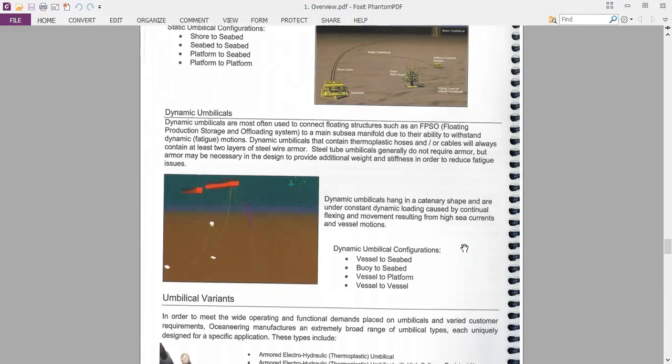Then next, we have dynamic umbilical. Dynamic umbilical is used to connect floating structures such as FPSO to a main subsea manifold due to their ability to withstand dynamic fatigue motions, all right? And dynamic umbilicals that contain thermoplastic hoses and cables will also contain two or three layers of steel wire armor, isn't it? Why are we having armor where we have umbilicals with plastics?